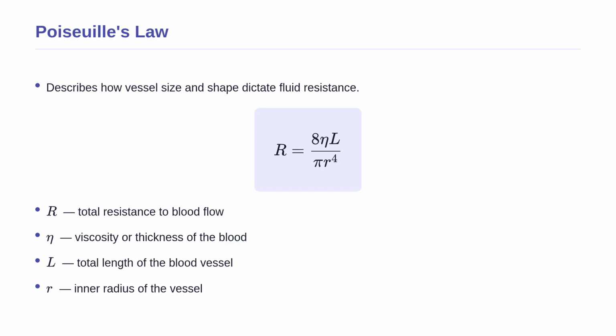This brings us to the mathematical explanation of this mechanical advantage, known as Poiseuille's law. This fundamental formula describes how the size and shape of a blood vessel dictate resistance. R is the total resistance to blood flow. Eta is the viscosity or thickness of the blood. L is the total length of the vessel, and r is the inner radius. Notice that the radius is raised to the 4th power in the denominator. This means even a tiny increase in the radius will cause the resistance to drop exponentially, making it much easier for the heart to pump blood.